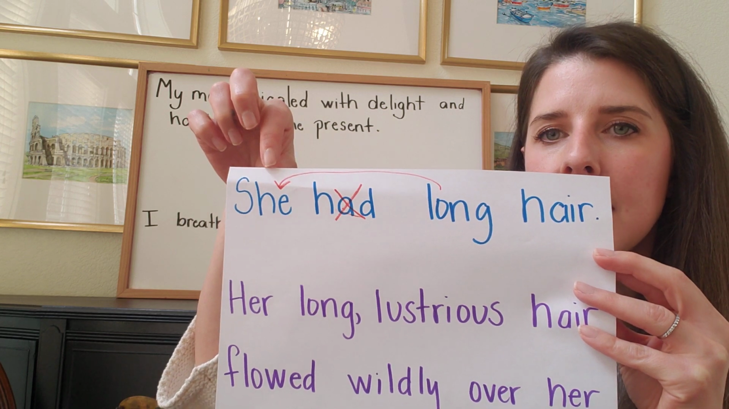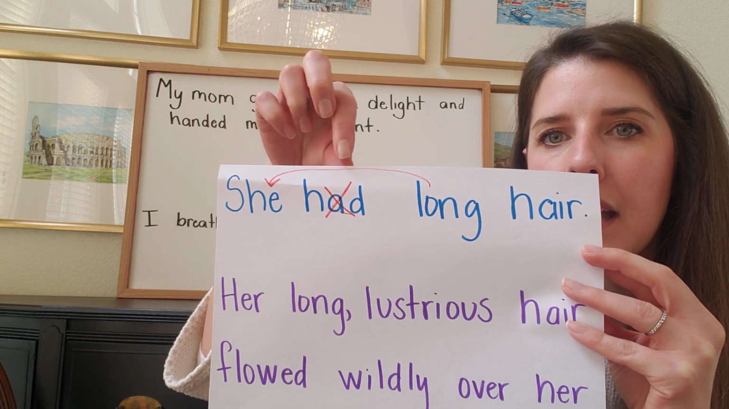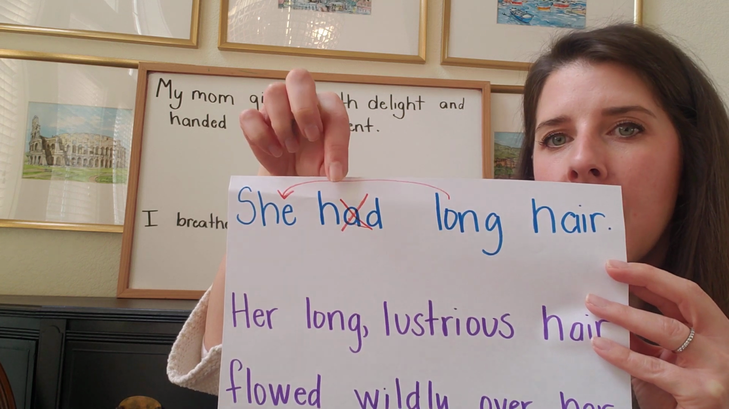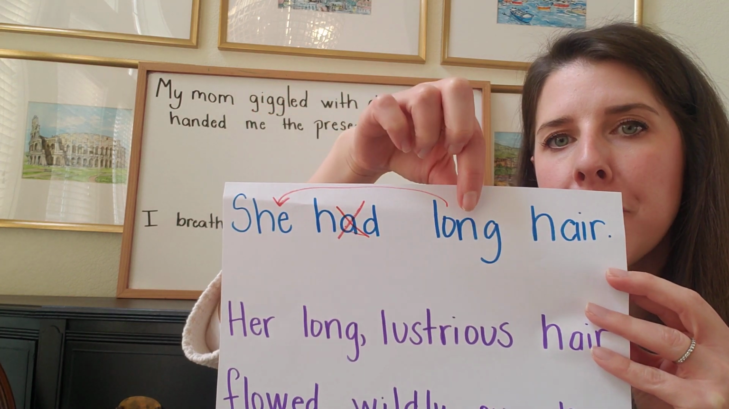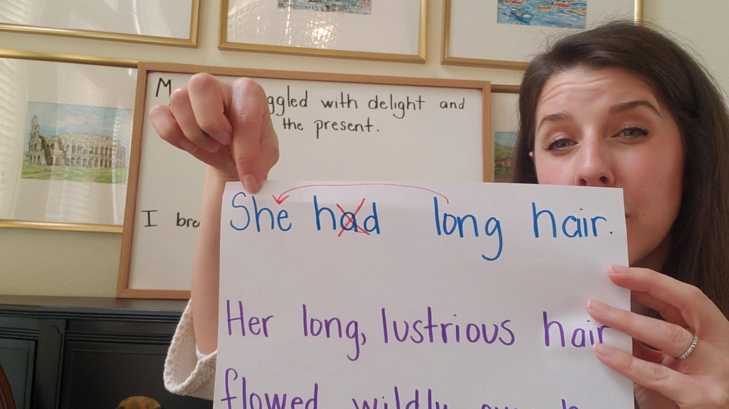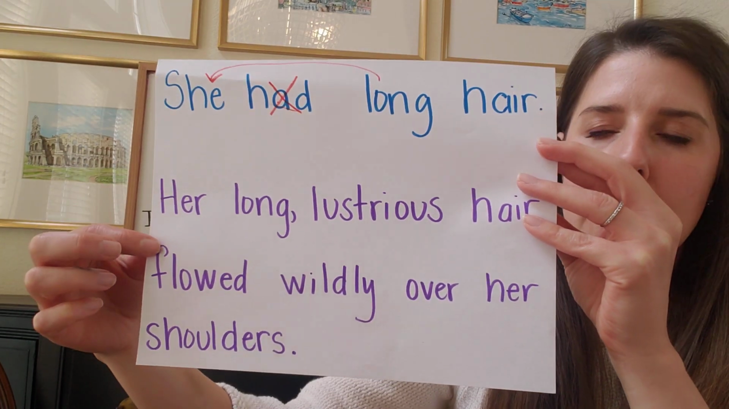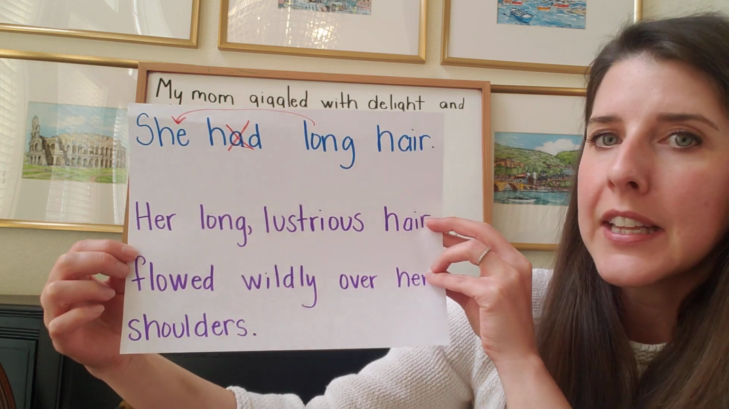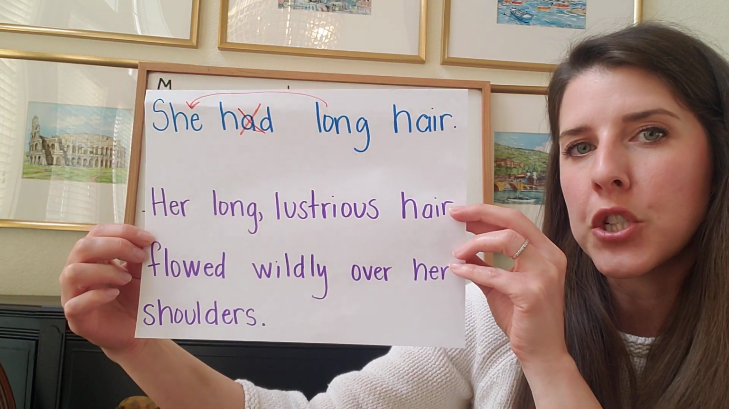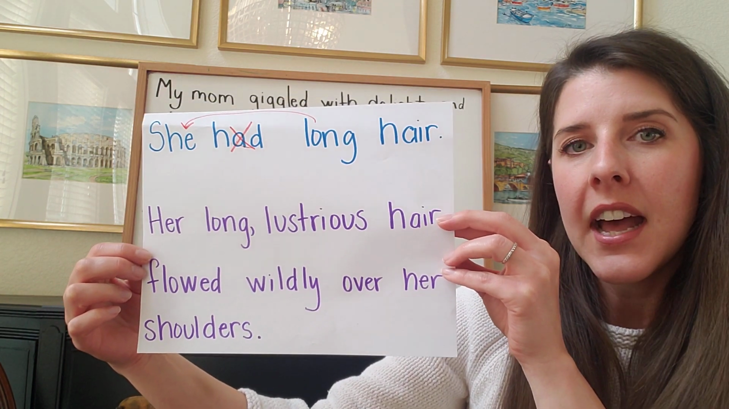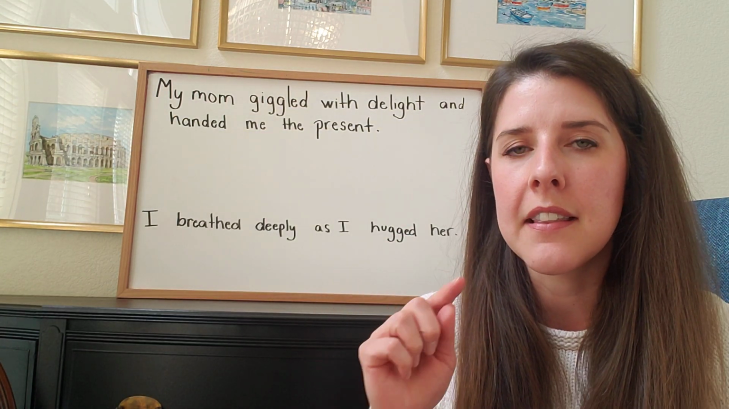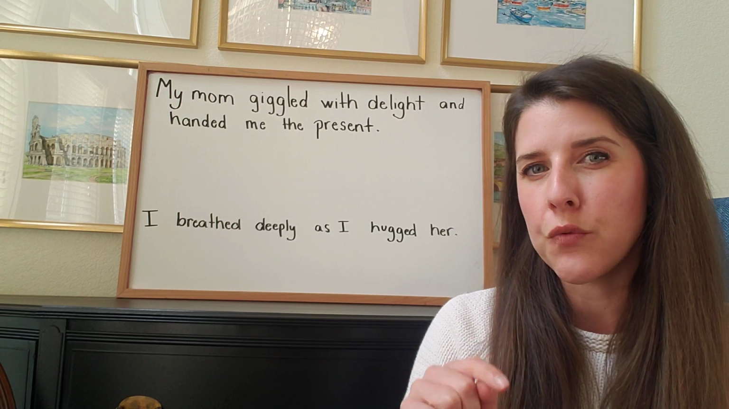So if we had this first sentence, she had long hair, we know that had is a boring linking verb here. So we're going to take out had and flip long hair to the start of our sentence. You may end up with a sentence like this: Her long, lustrous hair flowed wildly over her shoulders. So this is one way that you already know how to flip your sentences. Today I'm going to show you a second way to flip your sentences, and this also is going to help you with your sentence variety.